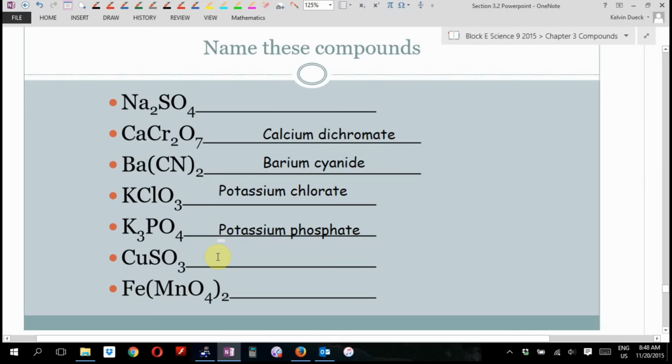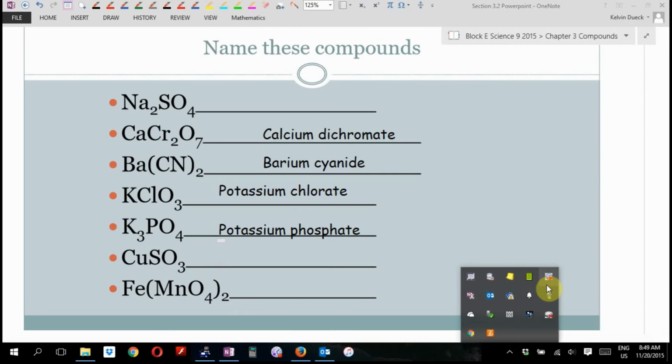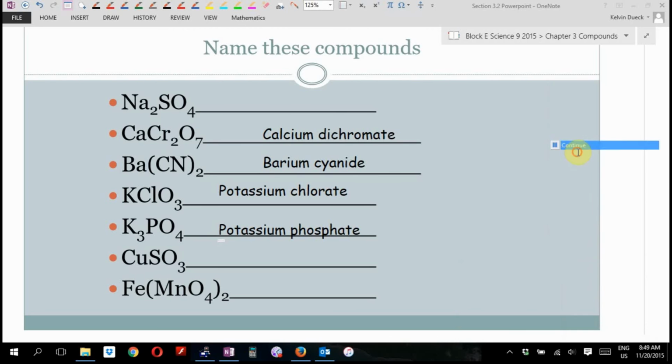Copper. Ooh, got a problem with Cu. Cu is multivalent. So is Fe. This is where it gets pretty tricky. How tricky? So tricky that I'm going to pause and deal with it. I'm going to come back to copper. I'm going to come back to iron. Because this is yucky, this is tough.